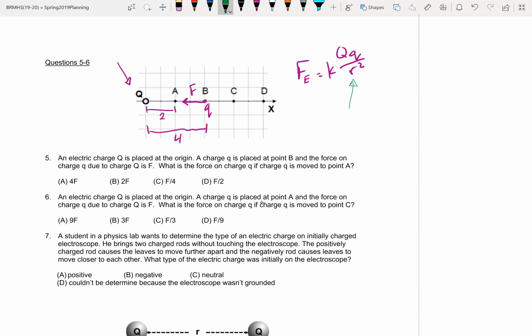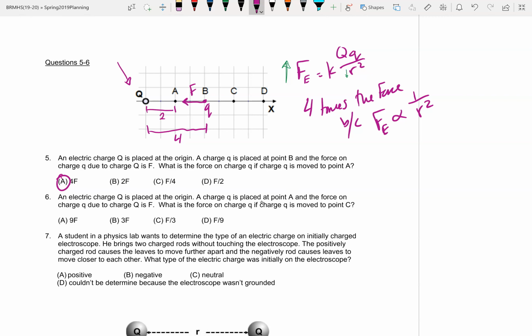So if we get twice as close, r goes down, we're cutting r in half, so that means that our force is going to go up if the value of the radial distance goes down. How much does it decrease by? 1/2. So if it gets twice as close, we're going to get 4 times the force, because the electric force varies inversely with the square of the distance. So if we get twice as close, we get 4 times the force. If we get 3 times closer, we get 9 times the force, because 3 squared is 9. So this one we're going to have 4 times the force, that's going to be A, 4F.